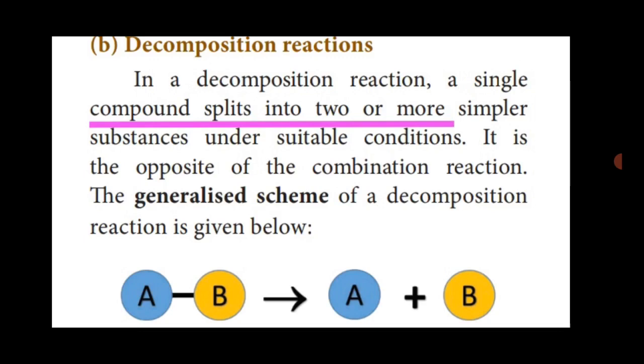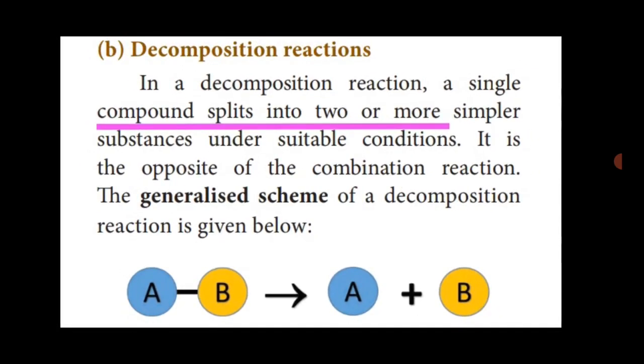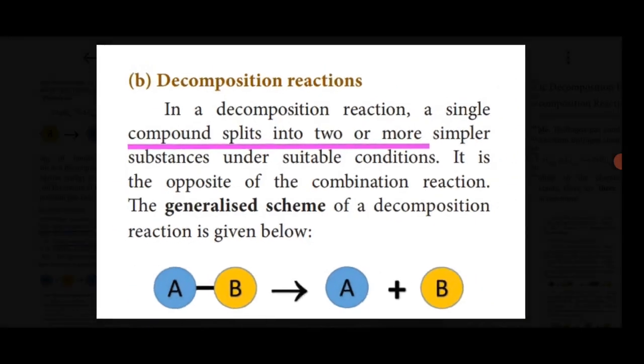The general reaction is as follows. AB is a compound, where A is connected with B by a bond. The bond is broken, and the single compound splits into two simple substances, A plus B. What are the two simple substances? A is one simple substance, and the other is B. So the AB bond is broken to form two simple substances.